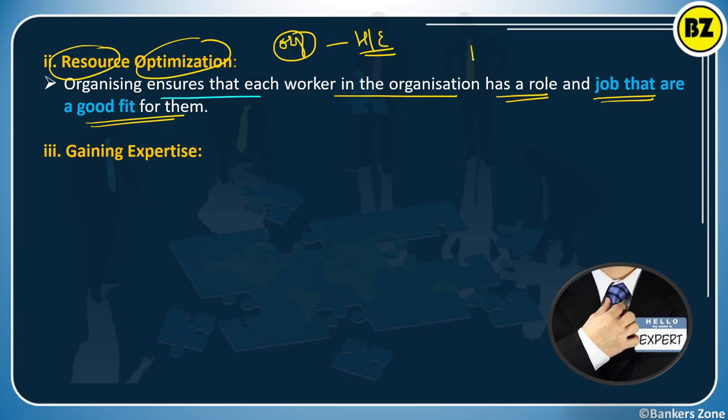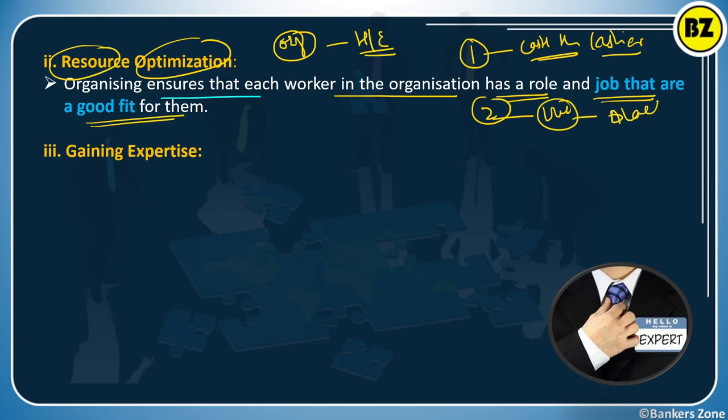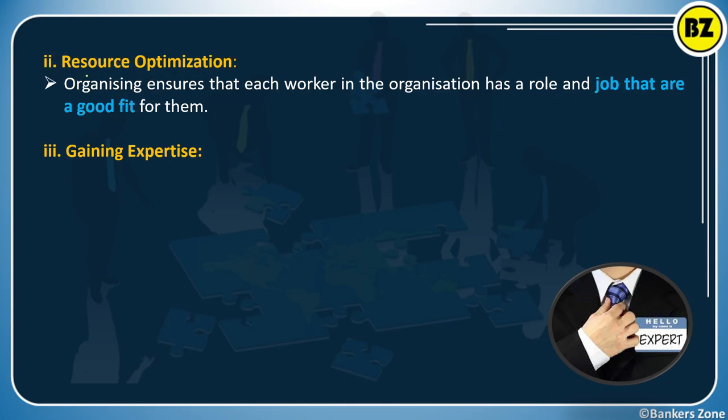So person one is very brilliant in the work, for example cash handling, cash counting, so he will be given the position of cashier. The other person is very good in the loan section, so he must be given the loan advance department in the bank. Another person is good in third party, so he must be given the responsibility for selling insurance third party products. That means the jobs which are good and fit for the employee, to them we have to allocate the responsibility, right? This is basically resource optimization. Employees are the best and the biggest resource for an organization.